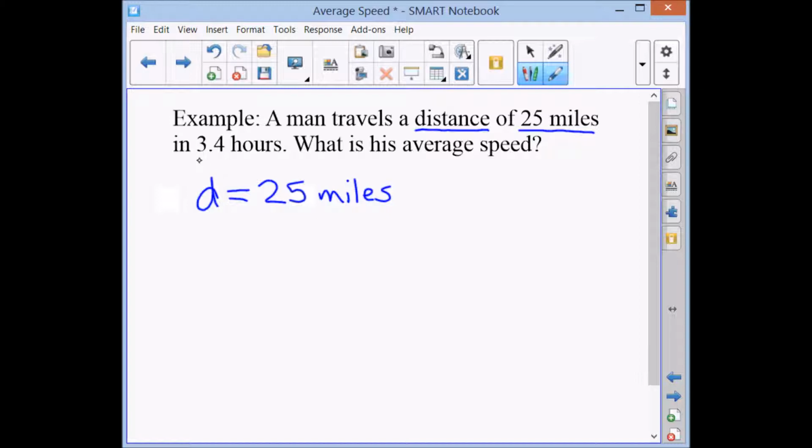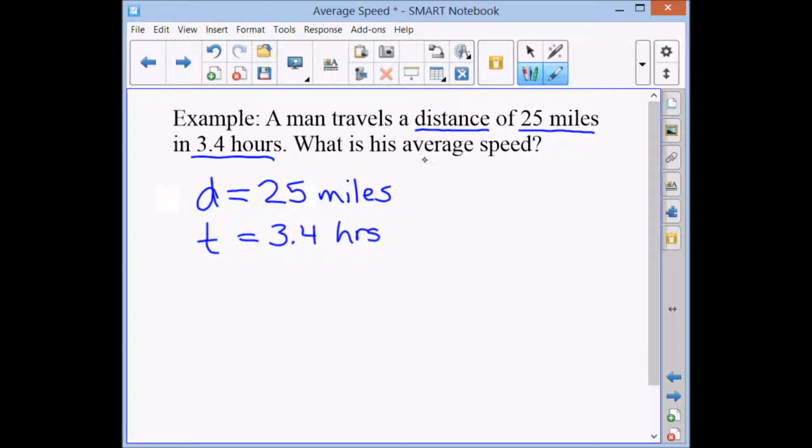I have another quantity that was given here to me, 3.4 hours. Now, it doesn't tell me exactly what that represents, but I can reason through, using the context of the problem, that that's the time it took for him to cover this 25 miles. I mean, that's what the problem says. So I'm going to write that down right here, that the time it takes this man to do that is 3.4 hours. We abbreviate hours with HRS.